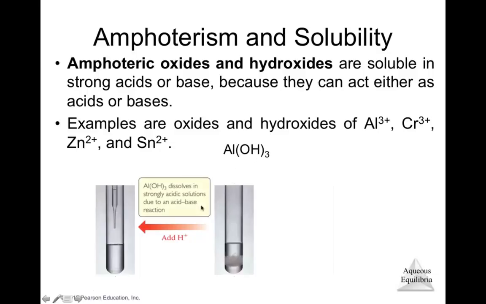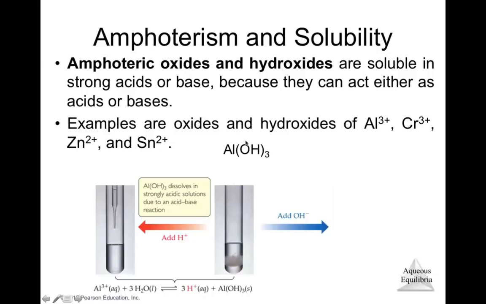So here we have the acid-base reaction that dissolves the aluminum hydroxide. Basically, the aluminum hydroxide reacts with the acid to produce water and aluminum. So that's why it dissolves in an acid.